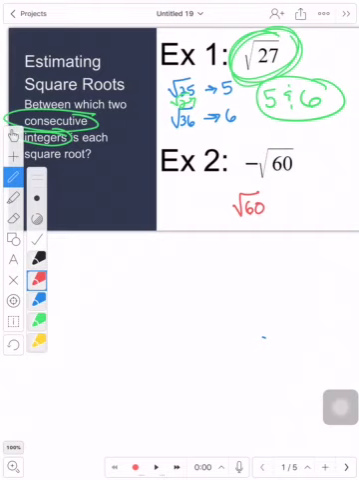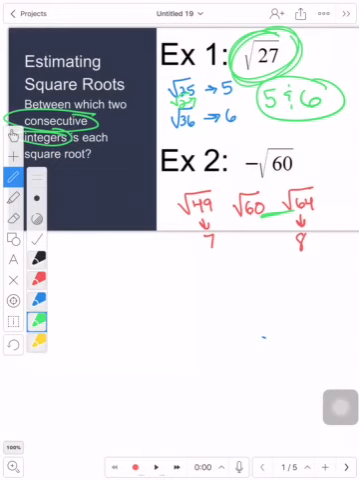But I know that 7 squared is 49, so the square root of 49 is 7. And then I know that 8 squared is 64, so the square root of 64 is 8. So I see that the square root of 60 lies between the square root of 49 and the square root of 64, obviously closer to the square root of 64.